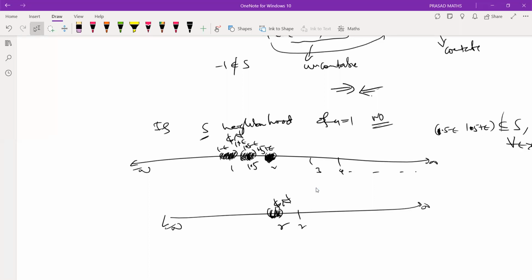Similarly, is it a neighborhood of this point? No. Again, same strategy. It's not contained in this given natural number set. Is S a neighborhood of 3? No. You give me any such neighborhood, it should not be contained in the natural numbers. Therefore, what you observe is S is not a neighborhood of all its points.